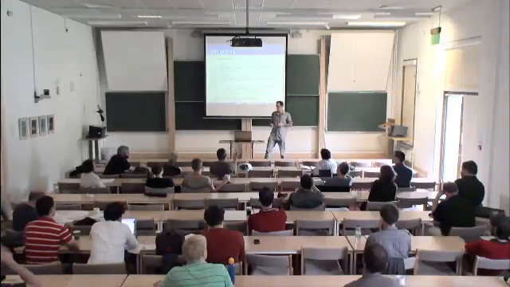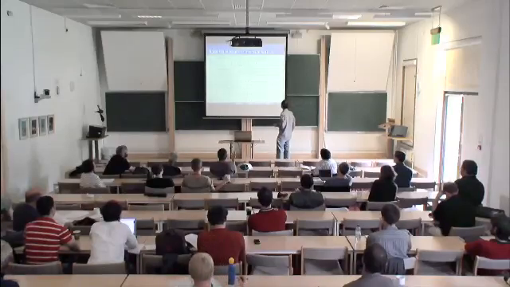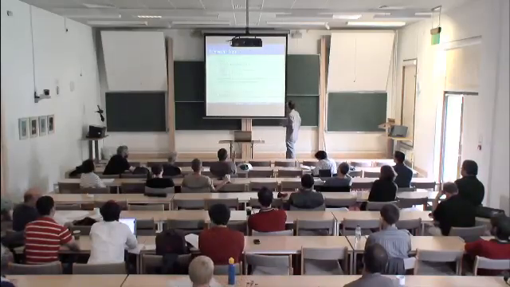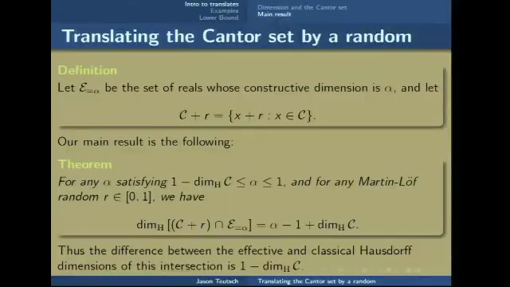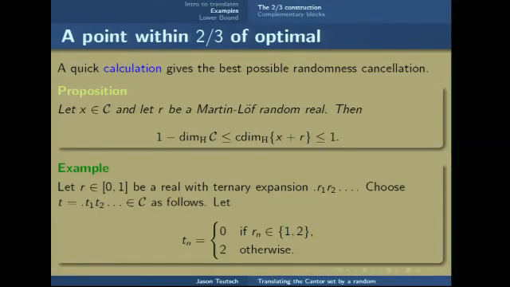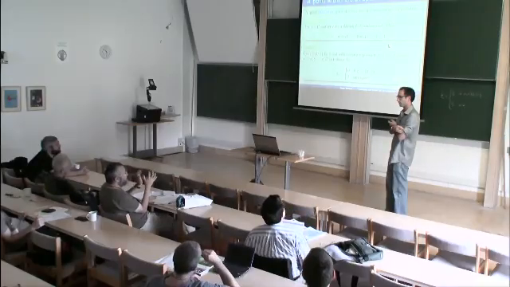Can you repeat the answer? Let me go back here. This is where the range of possible... No, but this is just for one x. You take the entire Cantor set, you translate it by a random R, and you get a set.